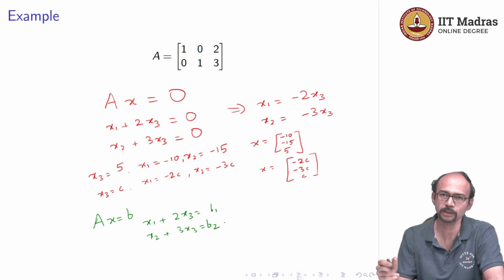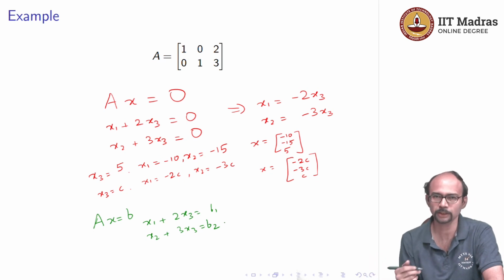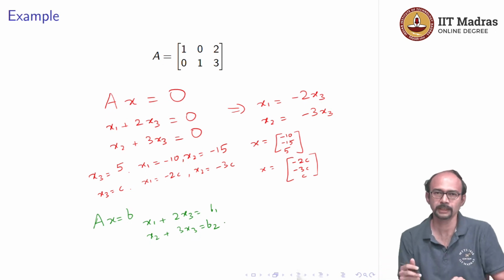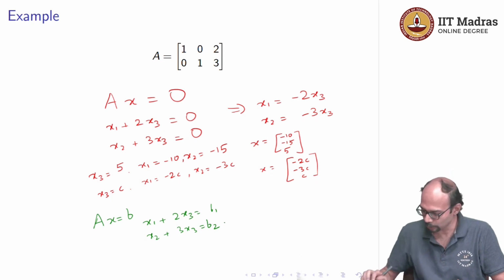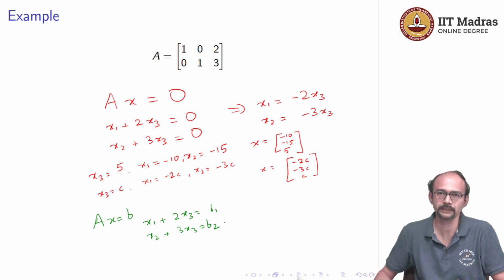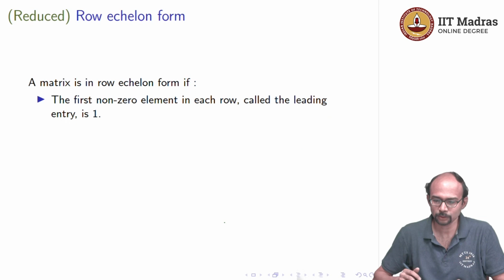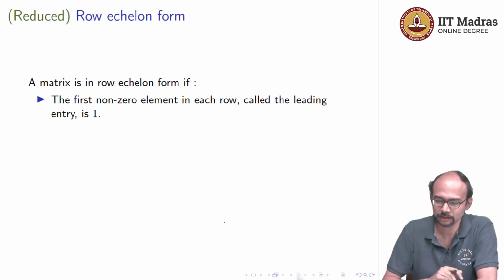Yeah, we could read off all the solutions not only to Ax = 0, but Ax = b for any b. Okay. So, matrices of this form have a name for this form. It is called the row echelon form, and that is what we are going to study in this video. Okay. So, when is it said to be in row echelon form?